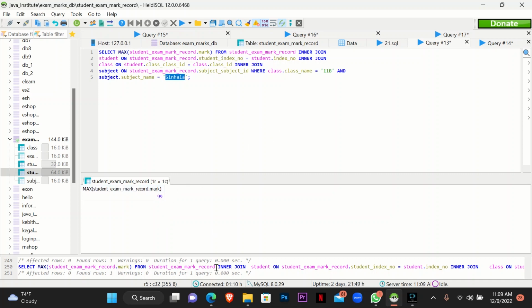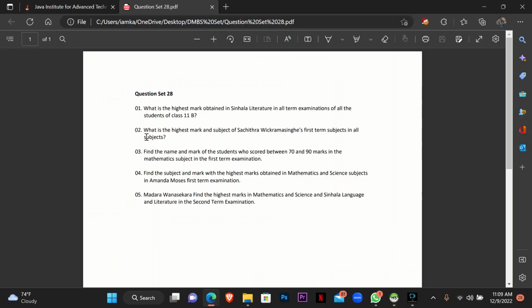Okay, in our second question, they are asking what is the highest mark of any subject of Sachitra Vikramasinghe's first term in all subjects. Again we have to find a highest mark, therefore we have to use the max function here. Here they have given some conditions. The student name should be Sachitra Vikramasinghe, the term should be first term, and the subject should be all.